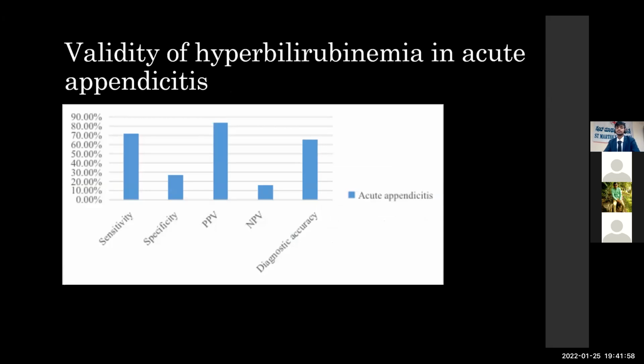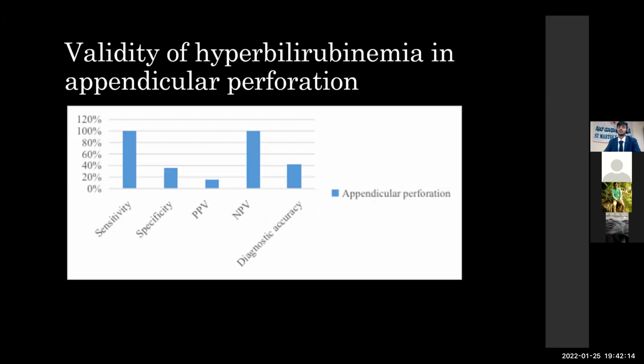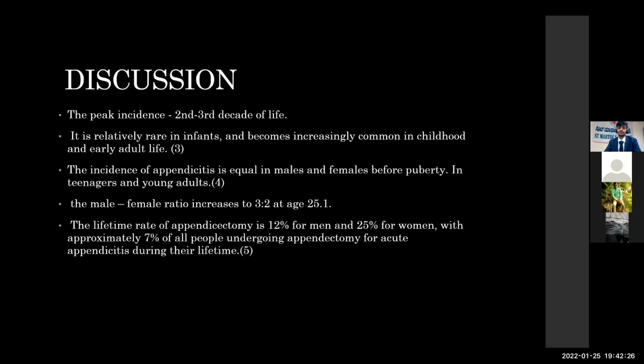Coming to the validity of hyperbilirubinemia in acute appendicitis, there was a sensitivity rate of 72% for acute appendicitis with a positive predictive value of 82% and diagnostic accuracy of 68%. Coming to the validity of hyperbilirubinemia in appendicular perforation, the sensitivity of this test is 100% with a negative predictive value of 100% with a diagnostic accuracy of 44%.